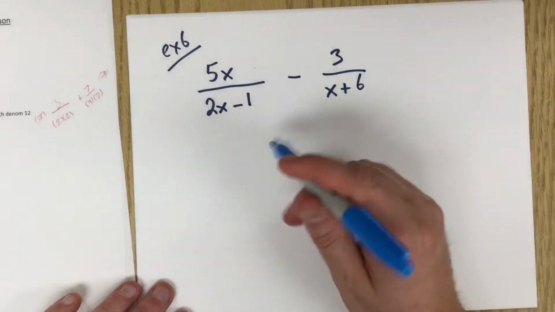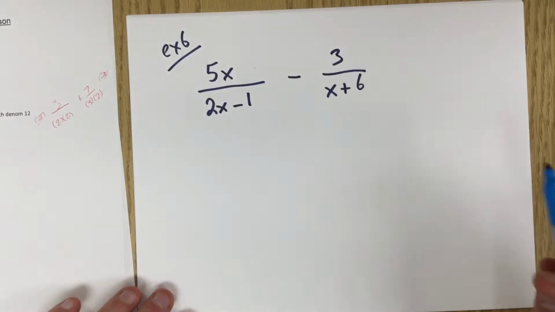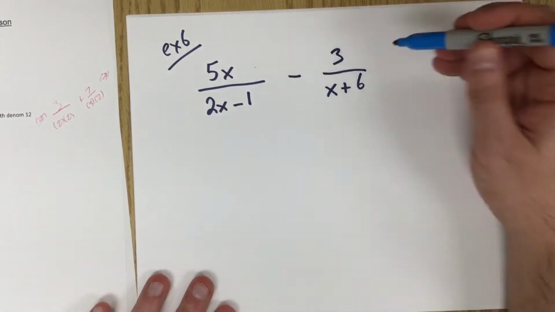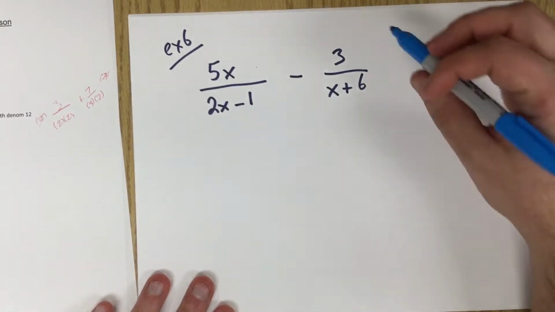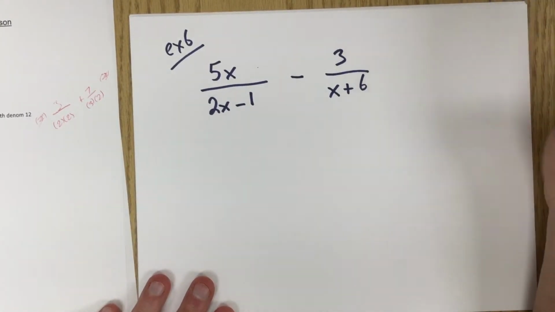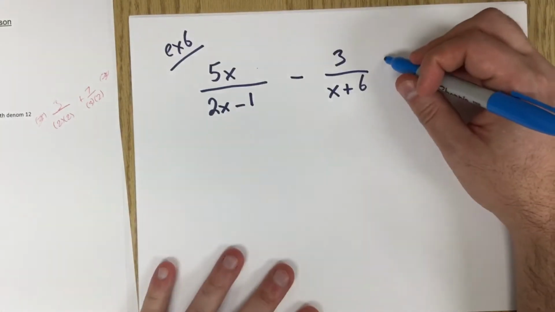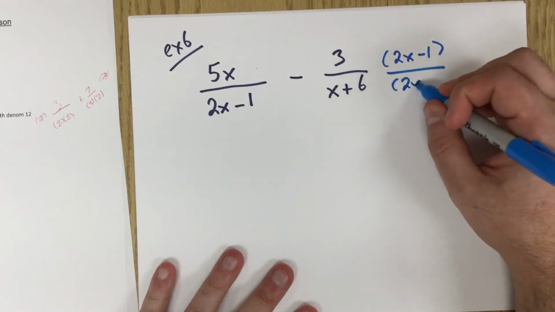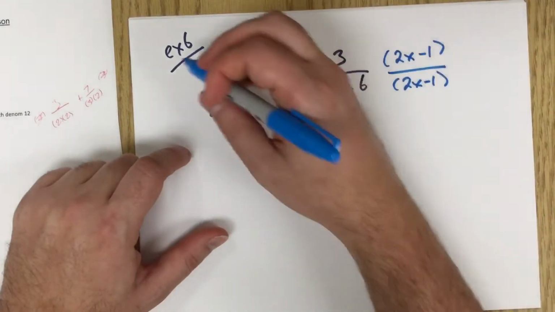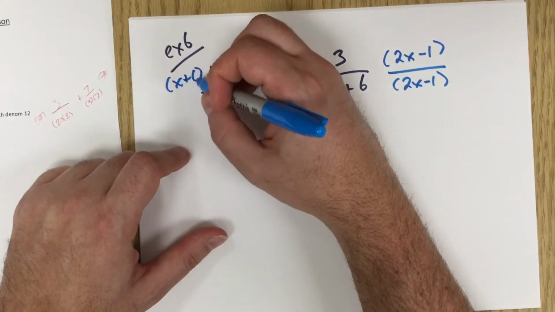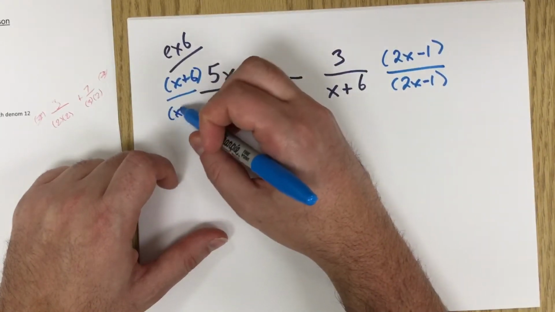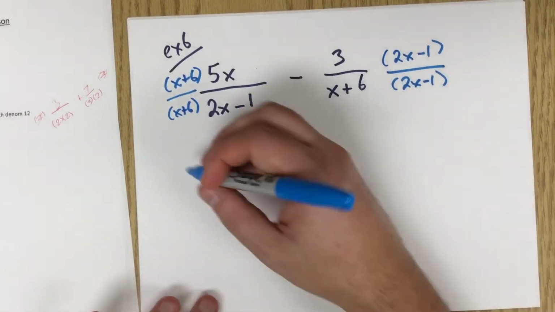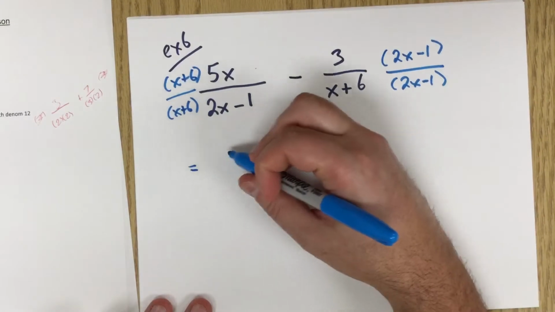The next example, we have 5x over 2x minus 1 minus 3 over x plus 6. You could actually possibly try this yourself, or you could wait. So we're going to multiply by the other side, so we're going to multiply this by 2x minus 1 over 2x minus 1. This one we have to multiply by x plus 6 over x plus 6 to make the denominators the same. Oop, I used the wrong color for that. But that's okay.